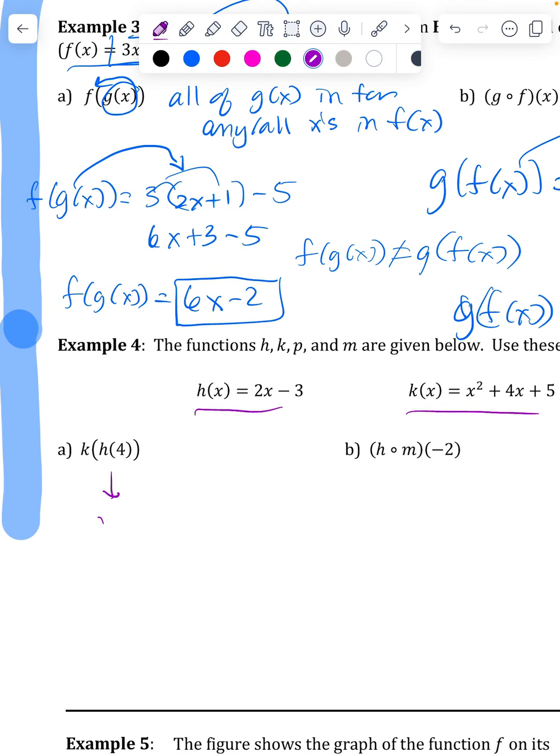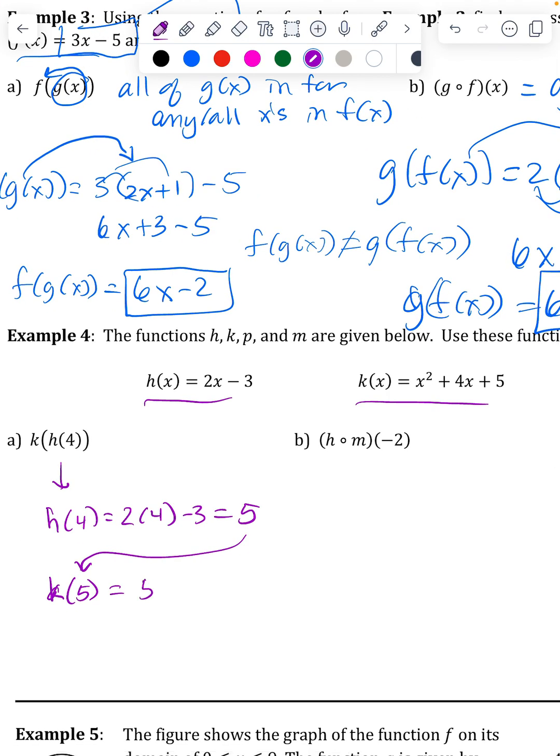So this first one, I just do the interior layer first and take H of 4. So that will result in a 5. And then that becomes the input for K. So looking up here, that's going to be 5 squared plus 4 times 5 plus 5, because I'm putting that 5 in for all of the x's in function K up here. And so when I do that, I end up with 50, which you can confirm on your calculator.